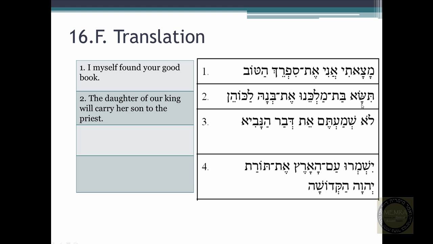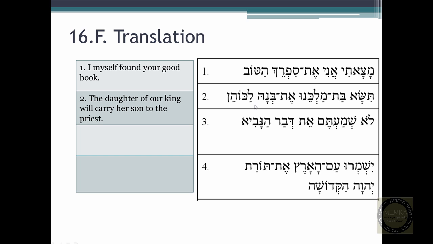So we have a third feminine singular. It could have been second masculine singular, but third feminine singular is what we need because of the subject. Bat malkenu, the daughter of our king. So that's feminine. So the daughter of our king will carry et beno, her son, la kohen, to the priest, because look at the definite article right here, the priest, la kohen.